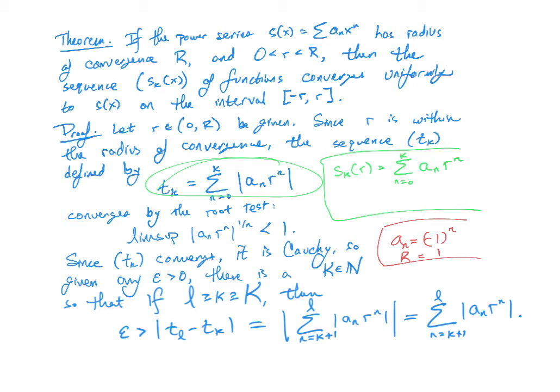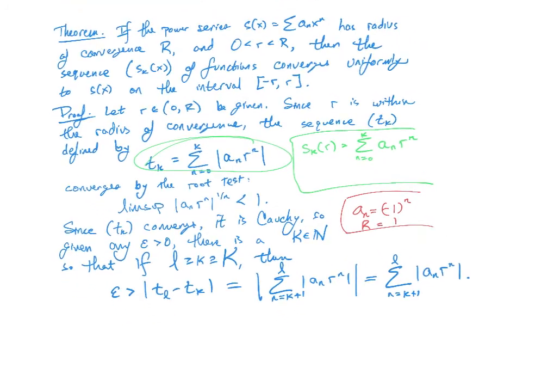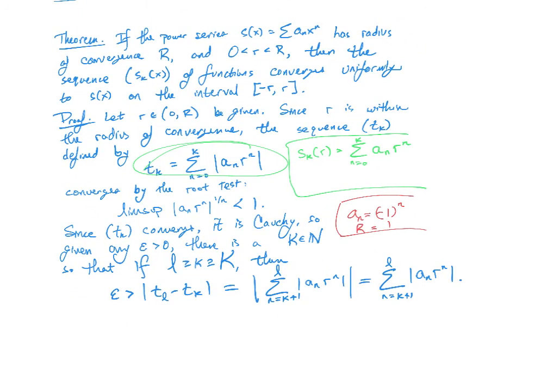But these are an overestimate on the S sub K and the S sub L, and so these being less than epsilon is all we need. Okay, so let's do that now.